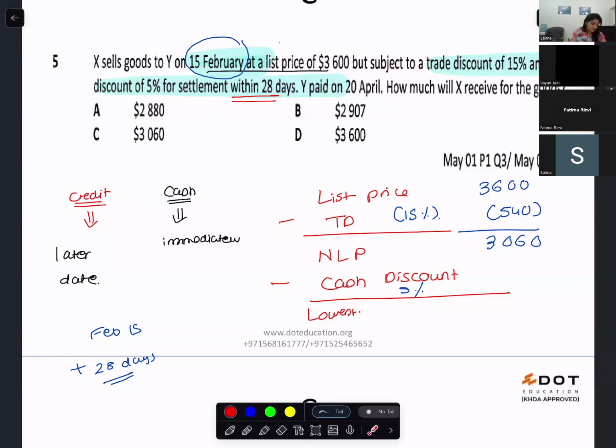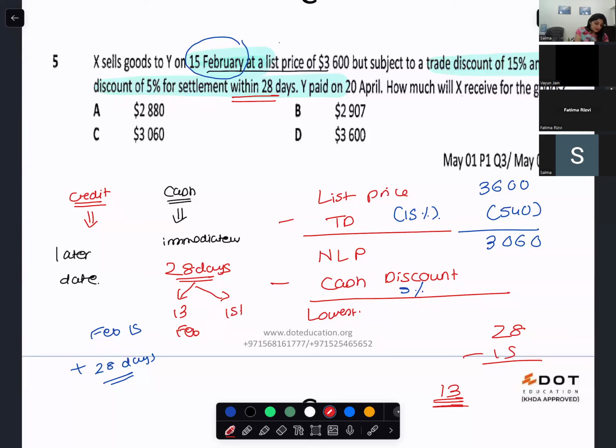If I count 28 days from 15th of February, February has 28 days, right? And I have sold on the 15th, so 28 minus 15, so 13 days of February. Total credit period is 28 days, of which 13 days are still left in February. So 28 minus 13, 15th. So he has to make payment till the 15th of April to avail the cash discount.